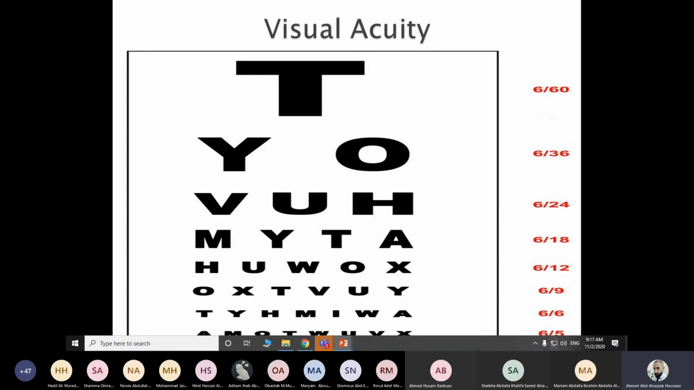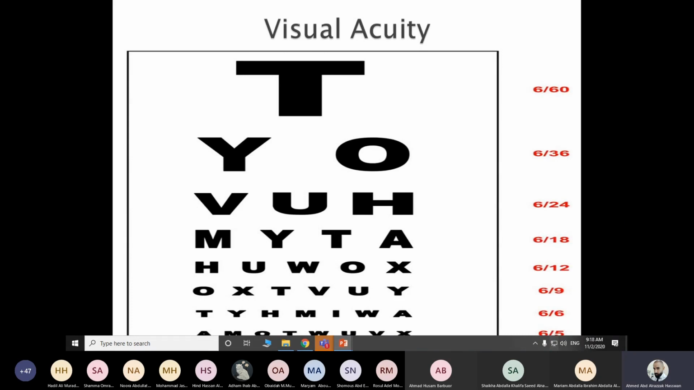Okay, what do we report? We report the patient's visual acuity. He is responsive, for example, to hand motion, or to counting fingers, or to shining light. So it will not be a number anymore, but actually we would say that his visual acuity is that he is responsive to this.